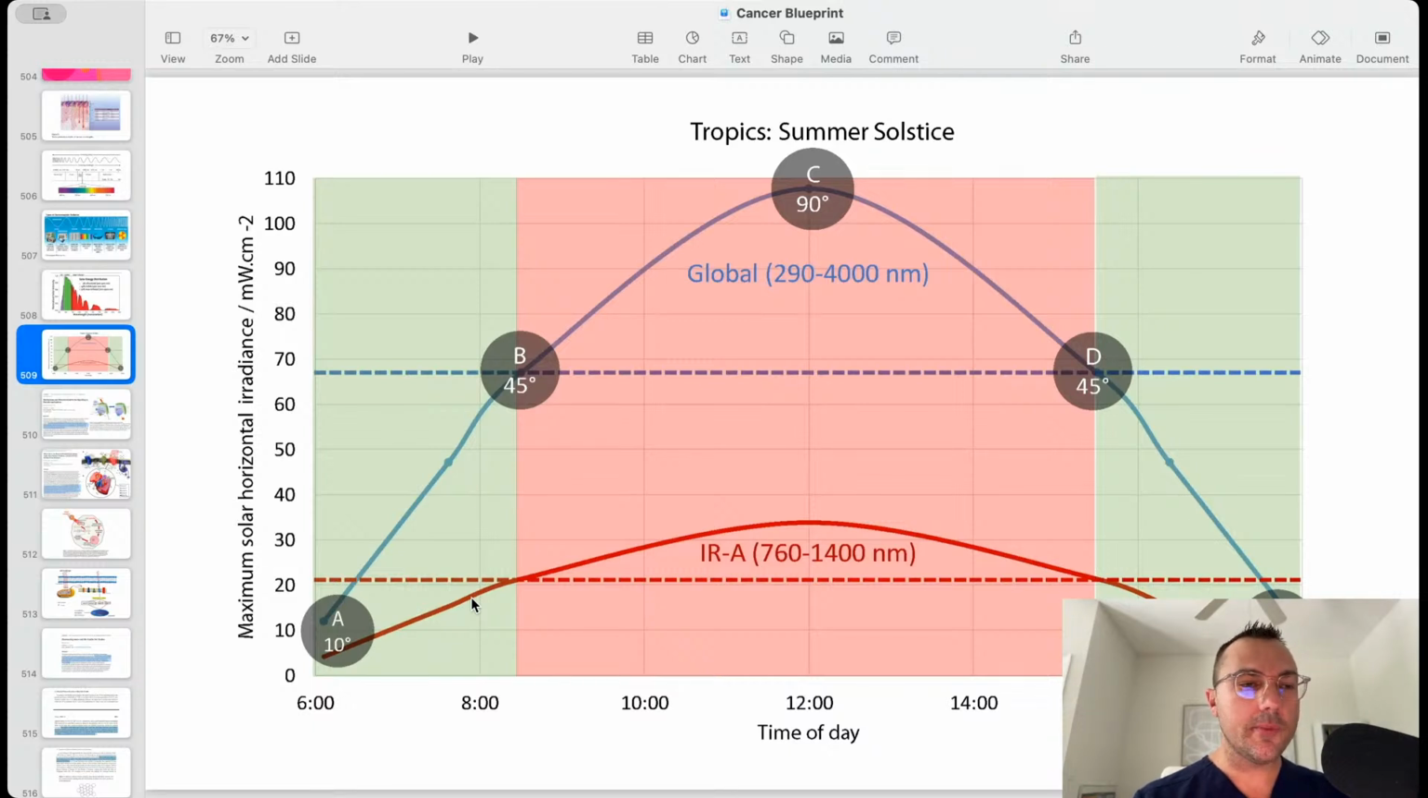Some people will say, oh, you've got to get your infrared in the morning. Well, you can get it in the morning, depending on your location and the time of year, but you can also get it at noon. And just like vitamin D, you're going to get the biggest bang for the buck at solar noon, when the sun is the strongest.